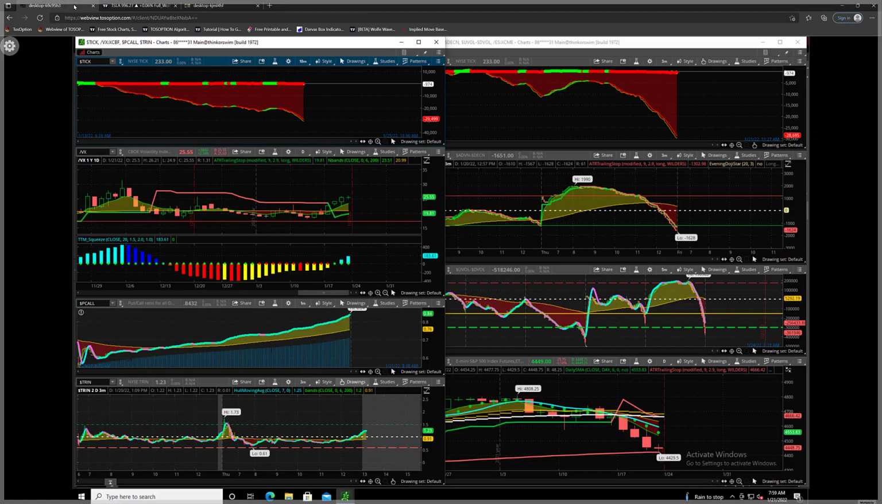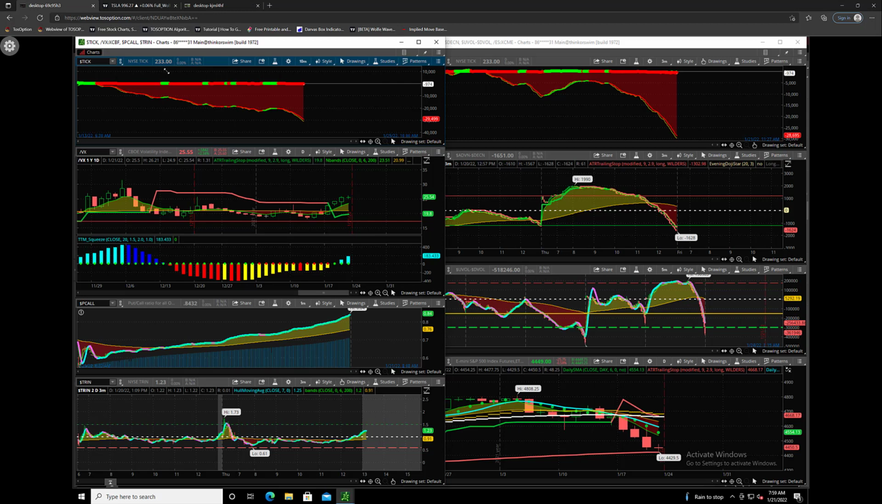Just a quick overview of the market internals from yesterday. What is this?